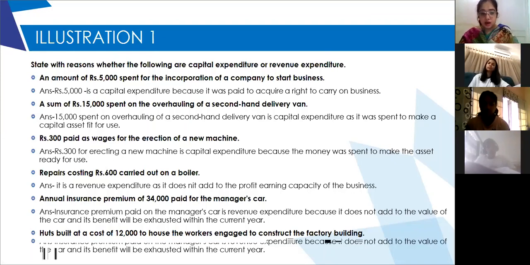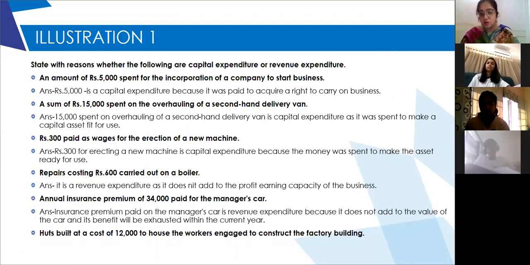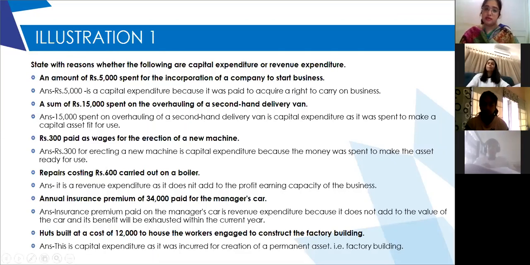Next, Avni: huts built at a cost of 12,000 rupees to house the workers. You're giving a house to the workers engaged to construct the factory building. Yes, Avni, what will it be? Capital expenditure. Is it now clear how you're categorizing between capital and revenue? Yes, ma'am. Excellent. Let's do one more illustration to make it even clearer.